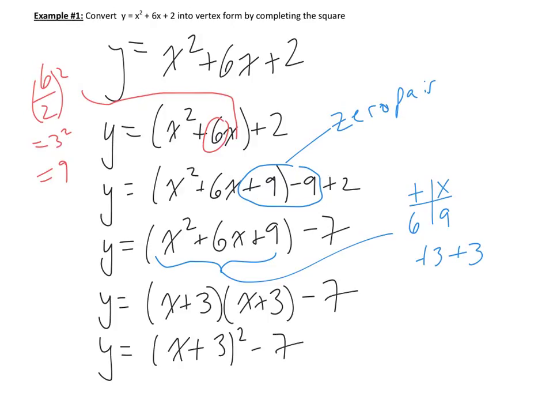And we can even say something like the vertex is at negative 3, negative 7, because of our values that we have right here and here. But that's pretty much how you convert from standard to vertex form by completing the square.